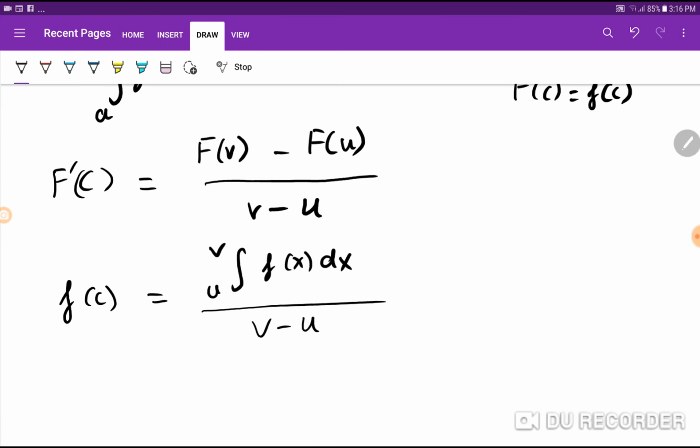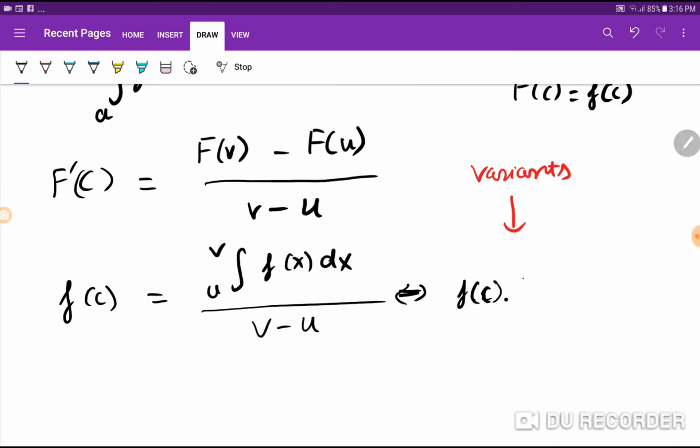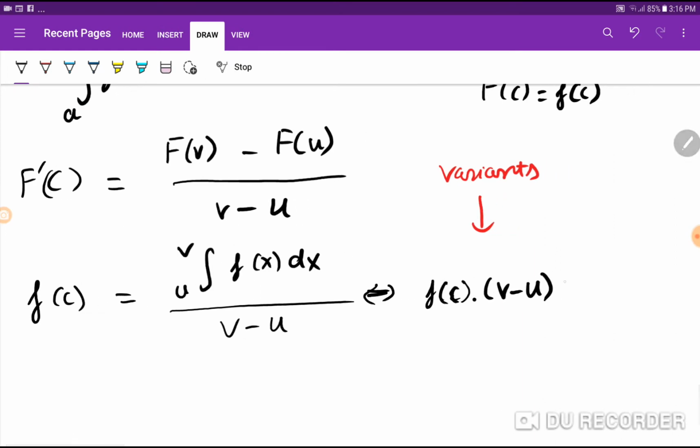So you have a more updated version, a variant. Oh my god, this is COVID-19 time. This is a perfect time to use that word. You have a variant of the fundamental theorem of calculus: f(c) times (v minus u) equals the integral from u to v of f(x) dx. This is the variant.